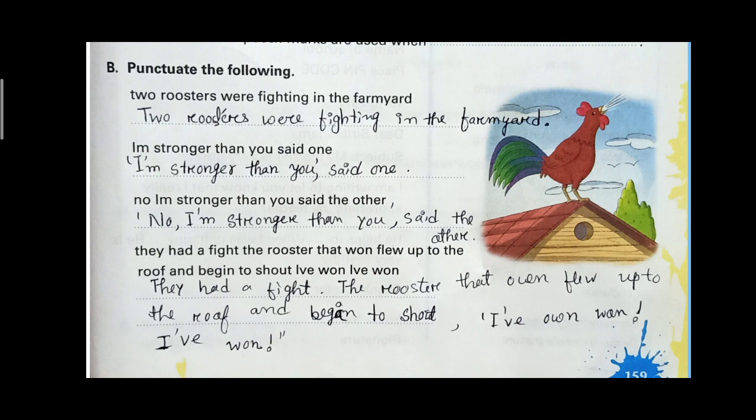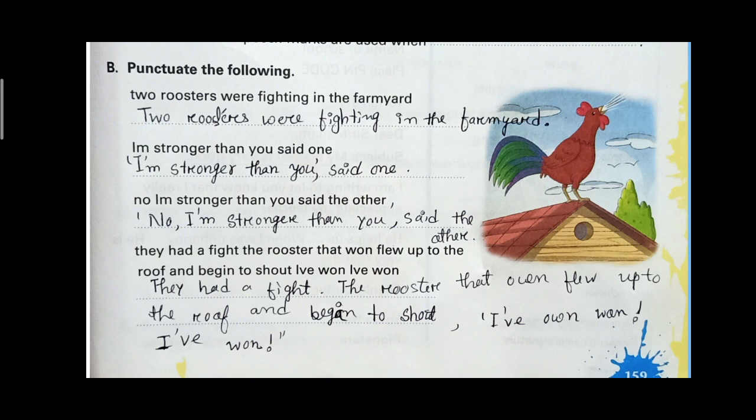Number 1 will be, "Two roosters were fighting in the farmyard." Here you can see we have used two punctuation marks, that is a capital letter at the beginning and a full stop at the end. Then next, "I am stronger than you," said one. Here we have used an apostrophe, then inverted commas, a comma and a full stop. Then, "No, I am stronger than you," said the other. Here again we have used inverted commas, then a full stop and an apostrophe.